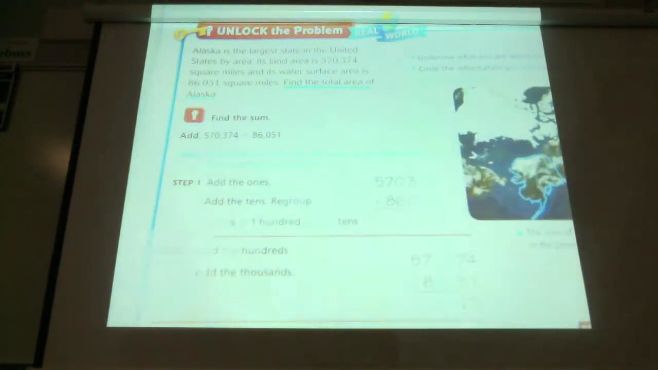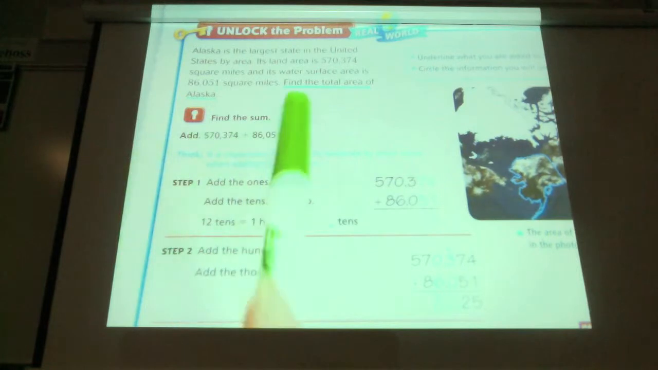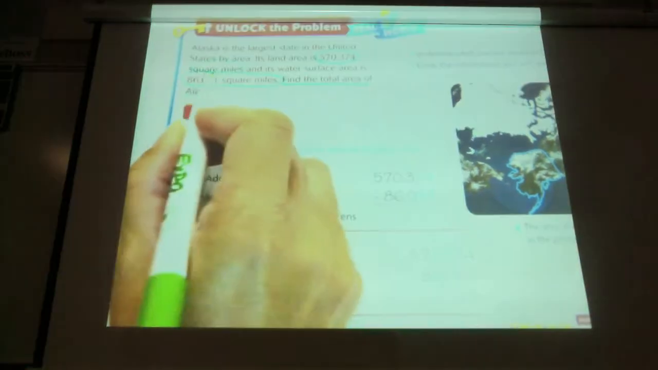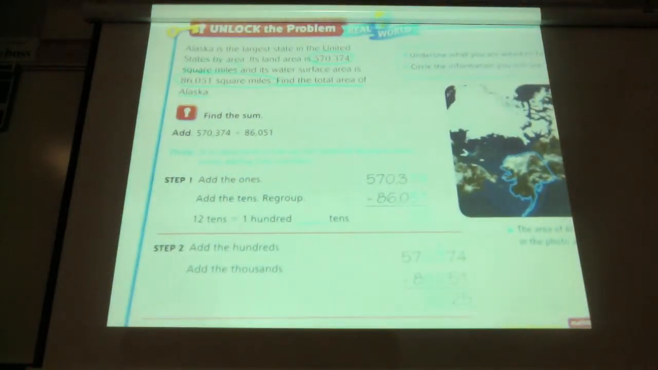Now the next part is circle the information you'll use from here. Should I just go circle my numbers? No, I need to make sure, because remember last time there was numbers that we didn't need. So see if you can find the information that you're going to need to solve that problem. Go ahead and circle it. There you go. So she circled the 2 amounts of square miles.